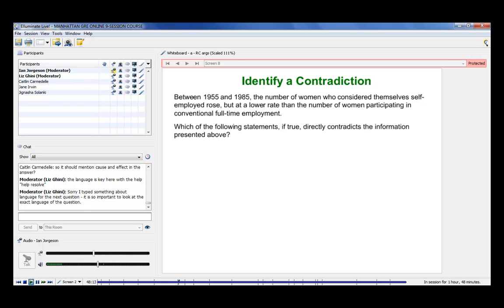So let's look at the facts. Between 55 and 85, the number of women who considered themselves self-employed rose, but at a lower rate, interesting, than the number of women participating in conventional full-time employment. So we're looking for something that contradicts that. So you guys tell me, what are the facts here? What should we note in our little notation system?